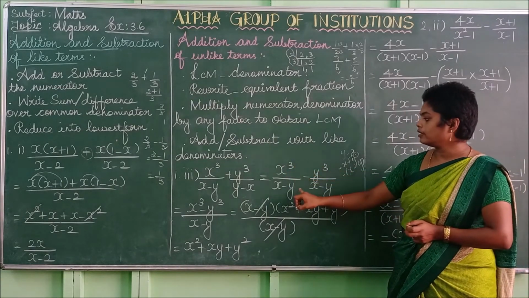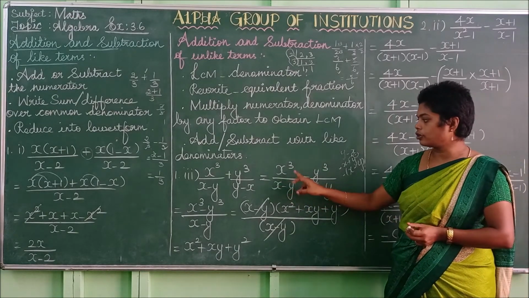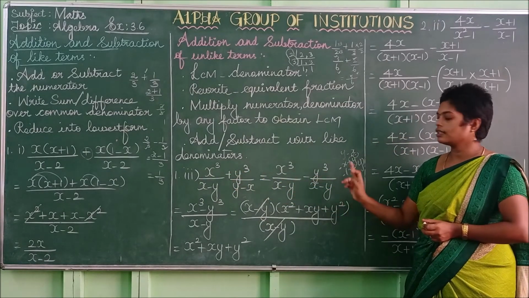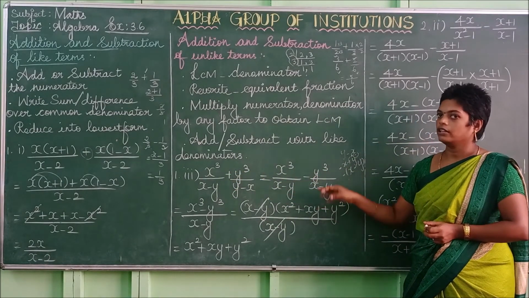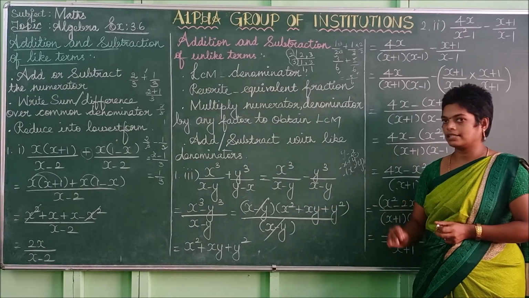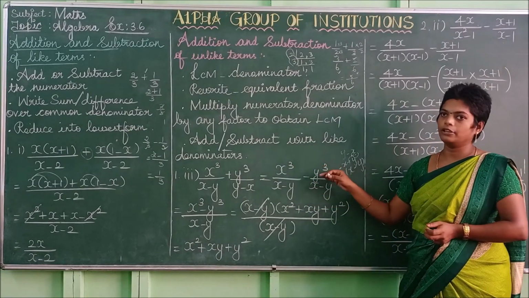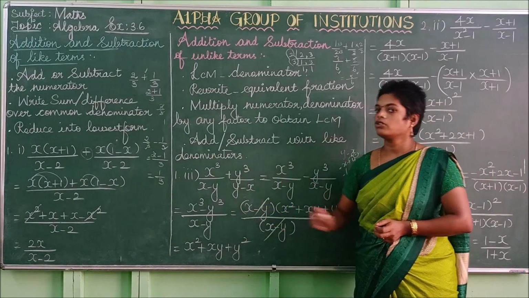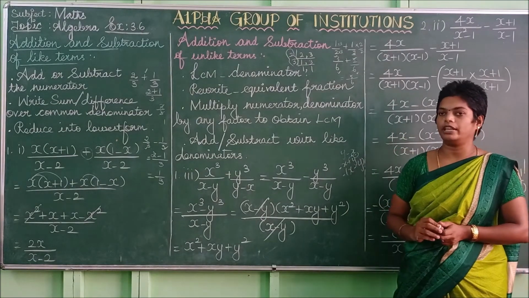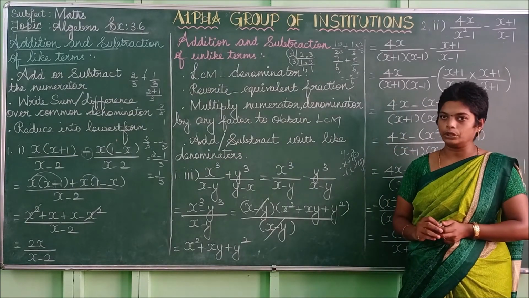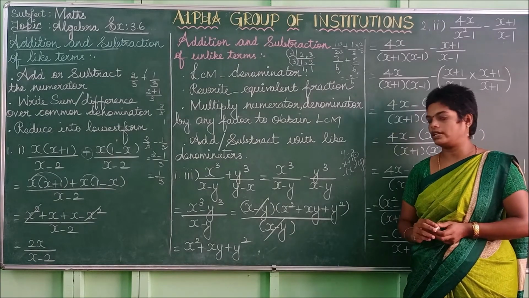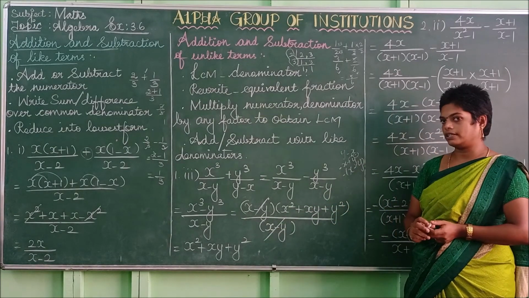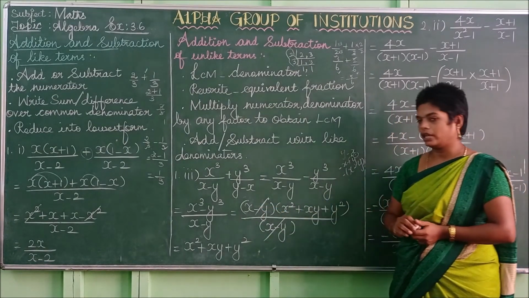So this is x cube by x minus y. This plus will be changed to minus y cube by x minus y. Now check, both the denominators are same. So you have to subtract the numerators: x cube minus y cube divided by x minus y. You know one formula for x cube minus y cube. What is that? x minus y into x squared plus xy plus y squared. Then in the denominator you write x minus y. So this x minus y gets cancelled.